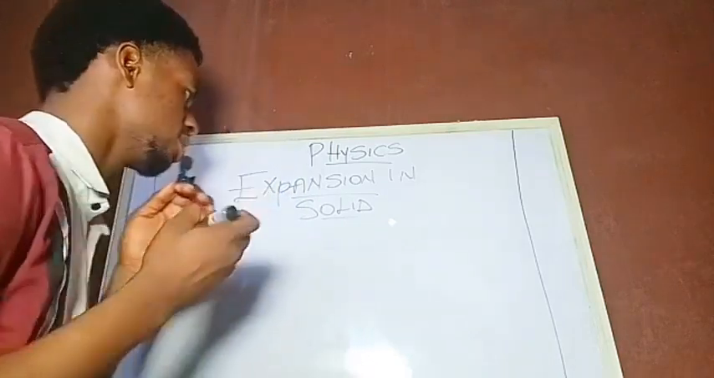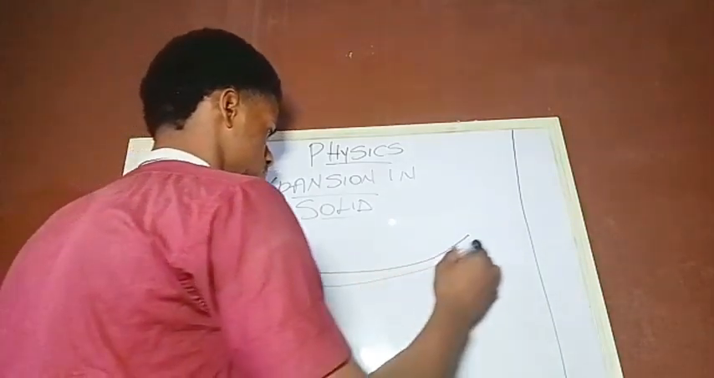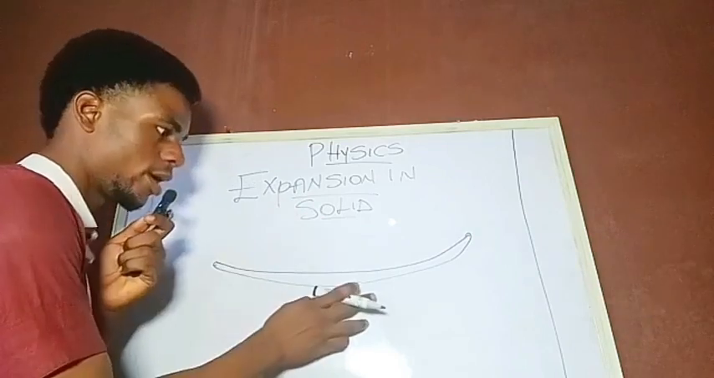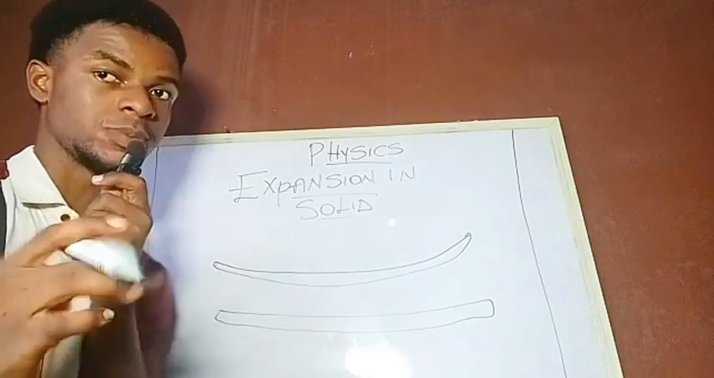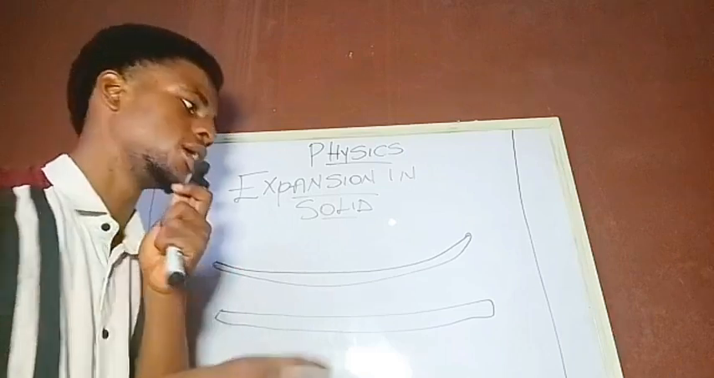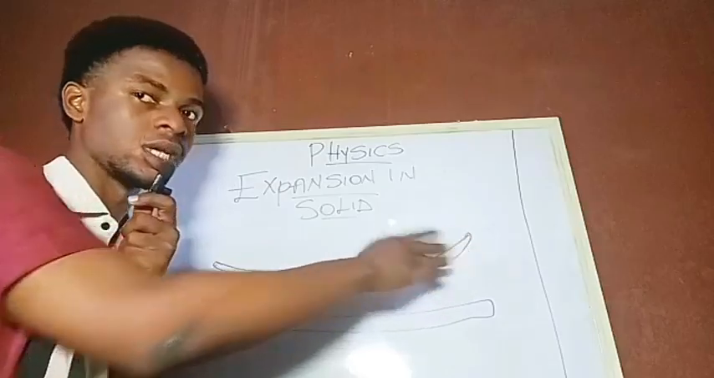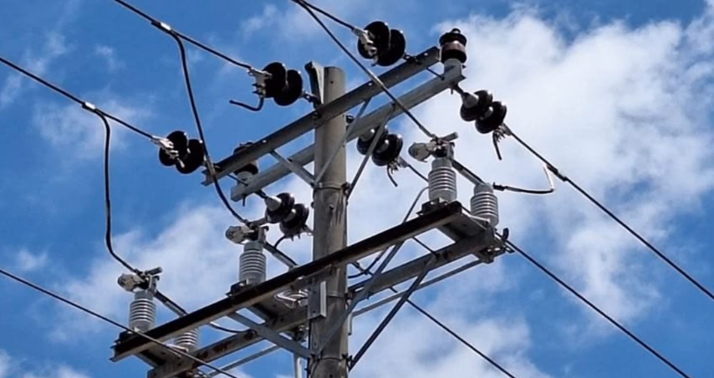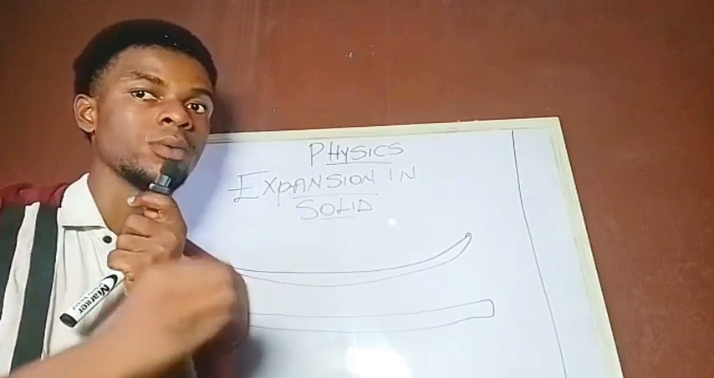What do I mean? Let's say this is a wire. This is the original size and the original shape of the wire. Then when this wire is being heated, it expands. You can see the way it is stretched. It's just like the wire in our pool. When it is being fixed, it is a straight line wire, but when it is heated, it expands. When it is cooled, it returns back to its normal shape.